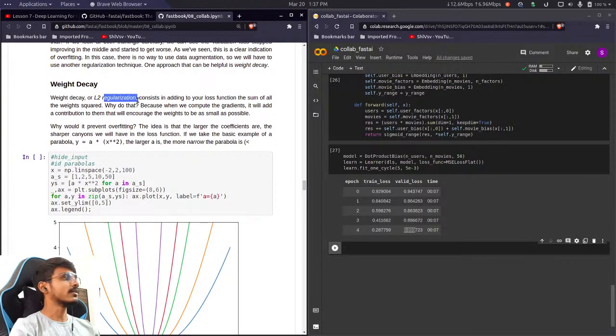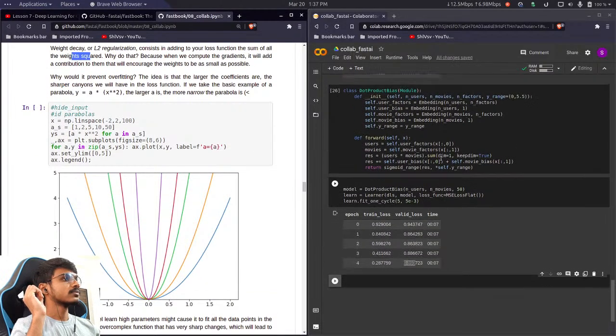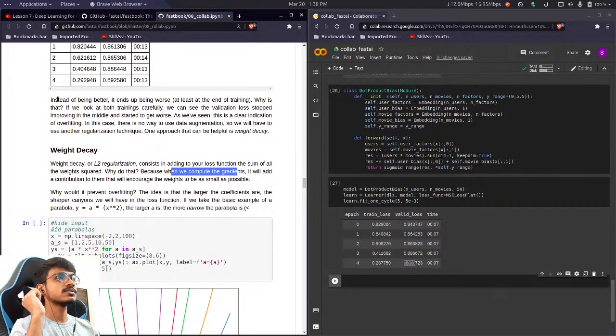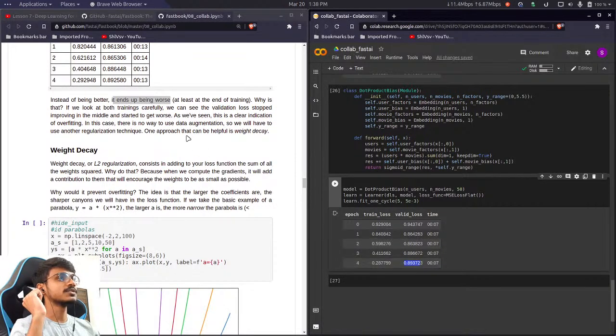Weight decay or L2 regularization consists in adding to your loss function the sum of all weights squared. Why do that? Let's first read this paragraph. Last time, instead of being better, it ends up being worse. So we are talking about this validation loss. It flattens out at 1 and 2 epochs, and then starts to increase and get worse. It got up to 0.89, which was worse than the first epoch, which was 0.86.